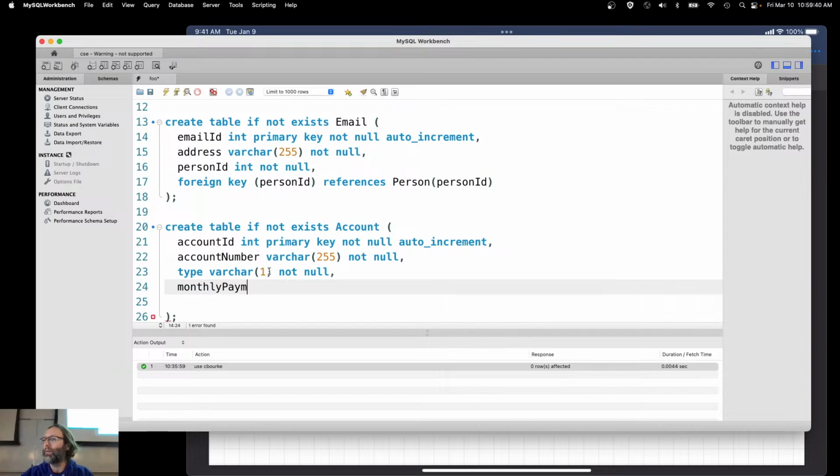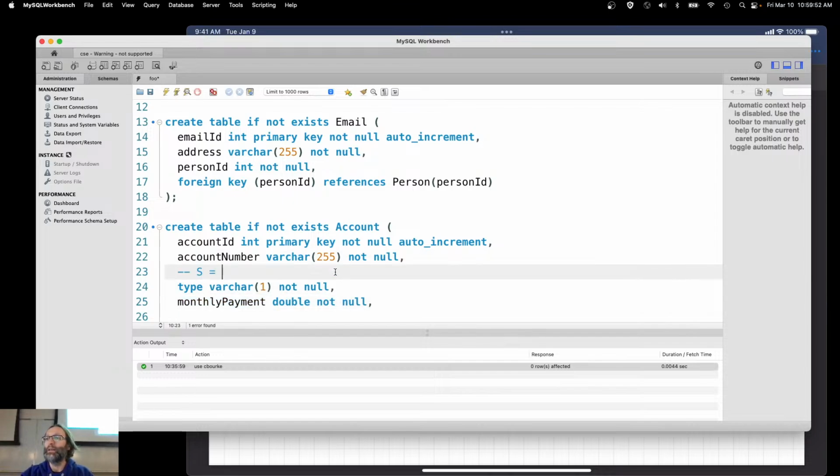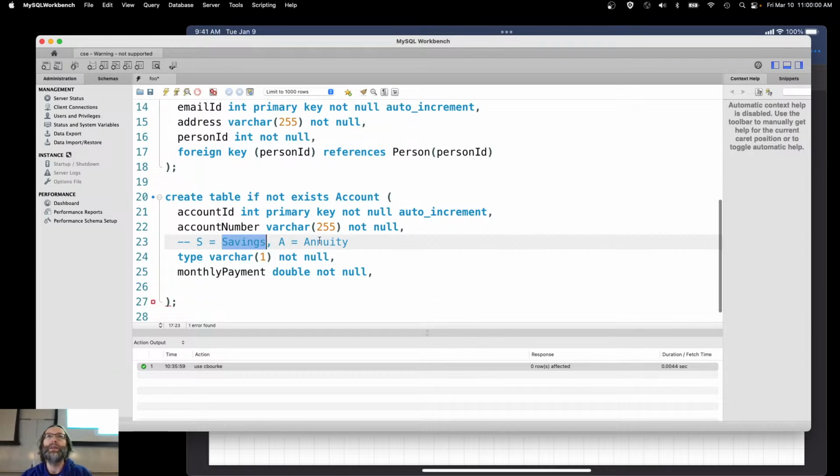Monthly payment, which is a double, right? Should I enforce that it's not null? Probably not, because is a monthly payment going to be relevant to, say, S is equal to savings and A is equal to annuity? Is a monthly payment going to be relevant to a savings account? Nope. So we'll go ahead and let that be null.